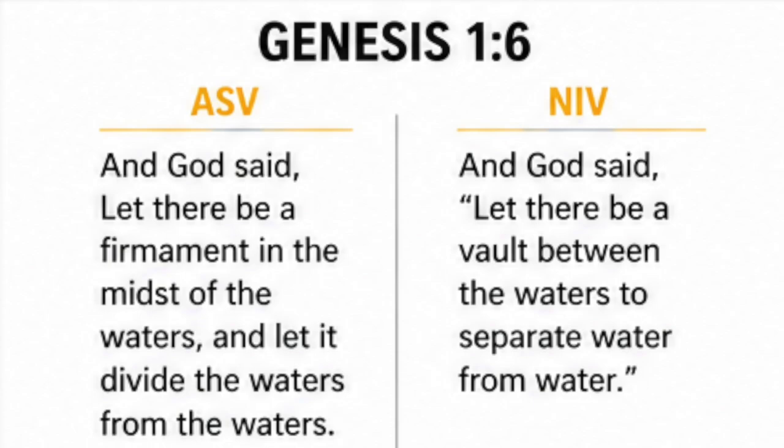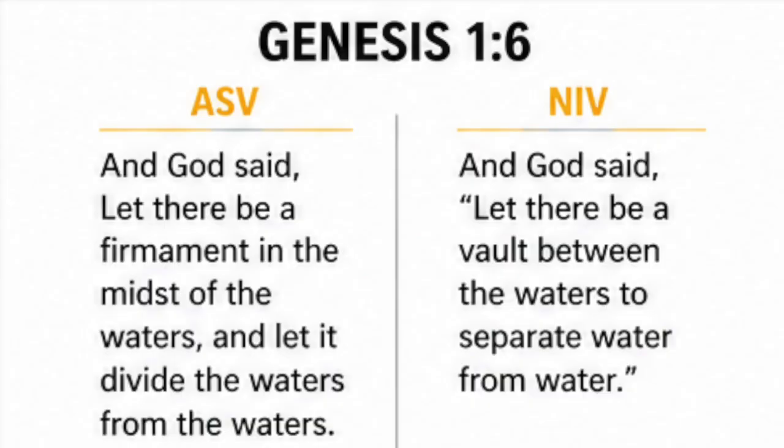Where are we now? We completed day 1, verses 1 to 5. Next step, verse 6. Day 2 begins. This is where it gets really interesting. Separation of waters, creation of the expanse, sky, heaven. Genesis 1:6, ASV. And God said, let there be a firmament in the midst of the waters, and let it divide the waters from the waters.